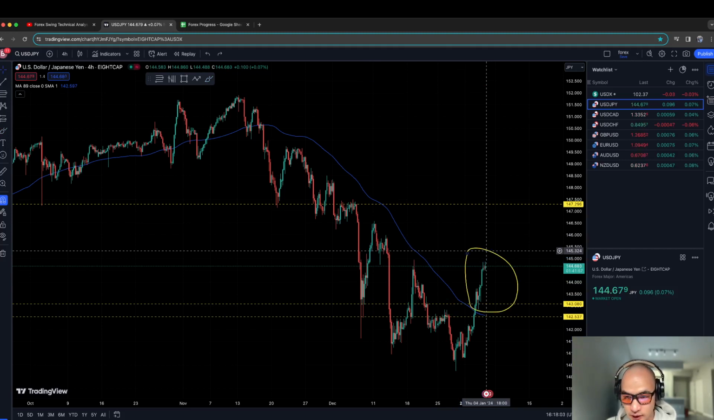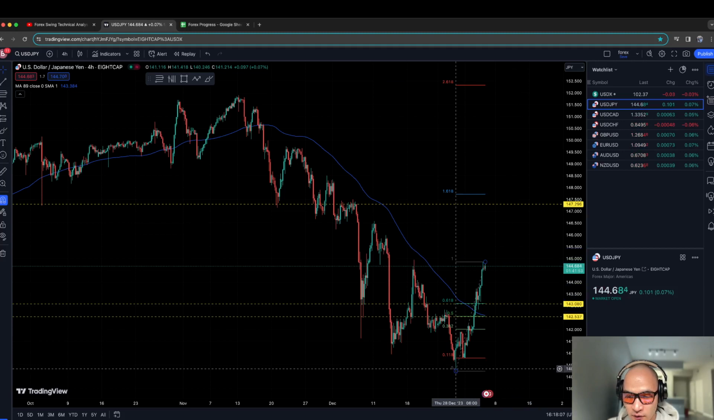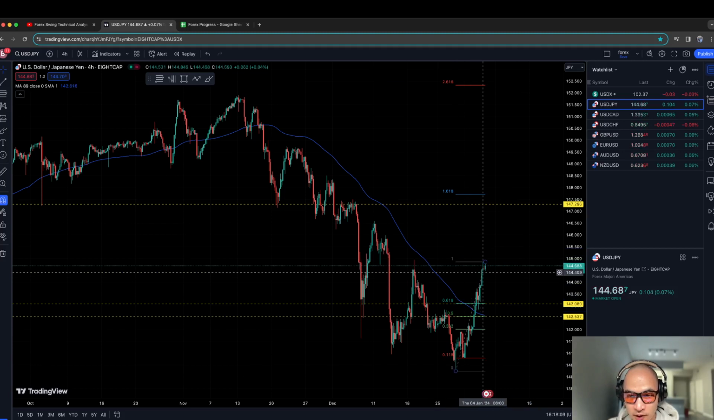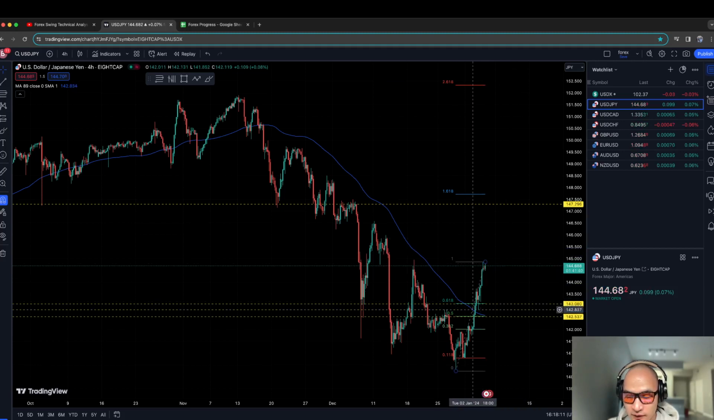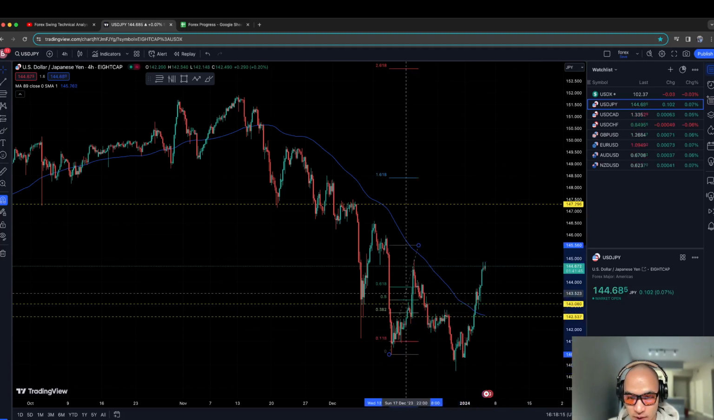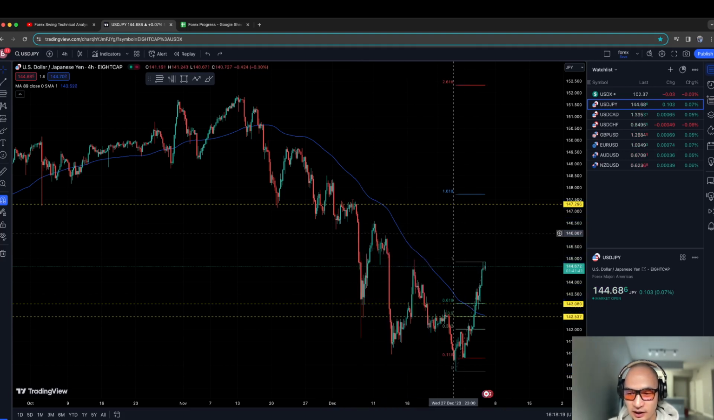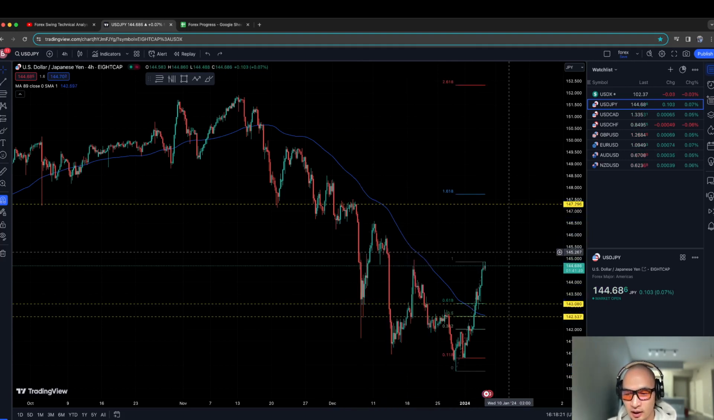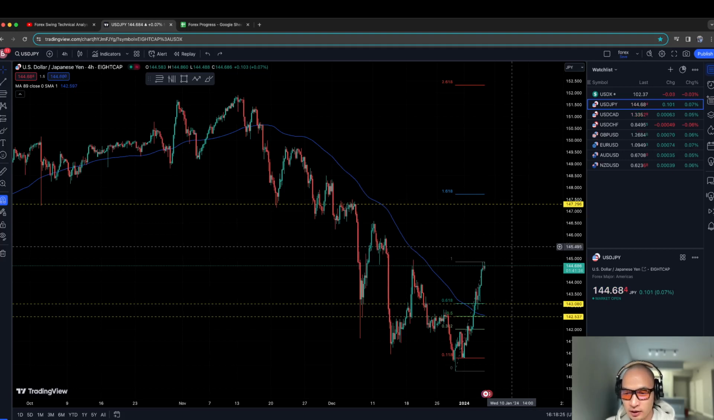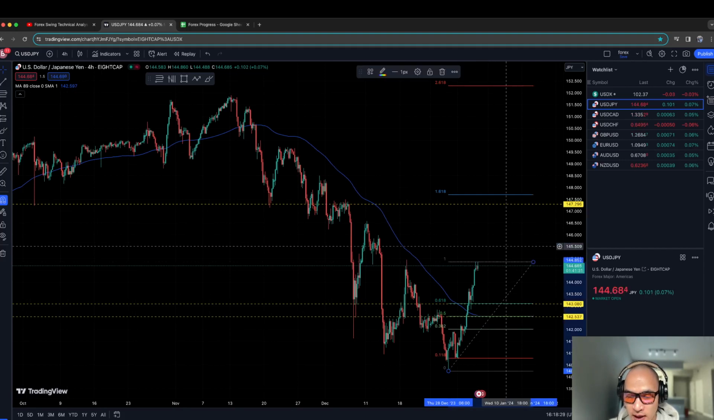Oh sorry, let me bring my Fibonacci back. So we got a nice leg from bottom to up here, and the length of this up leg is ideal. It's not too big, it's not too small, and it's very likely to be a directional up leg in the upward direction.